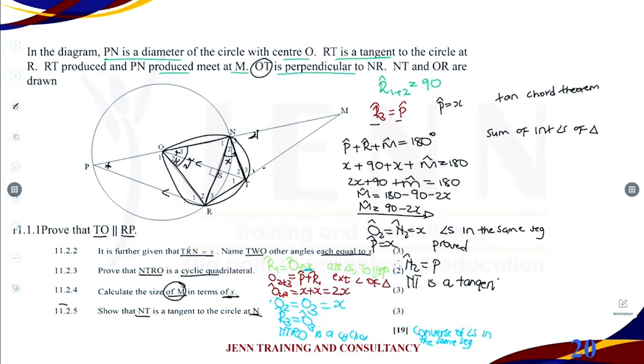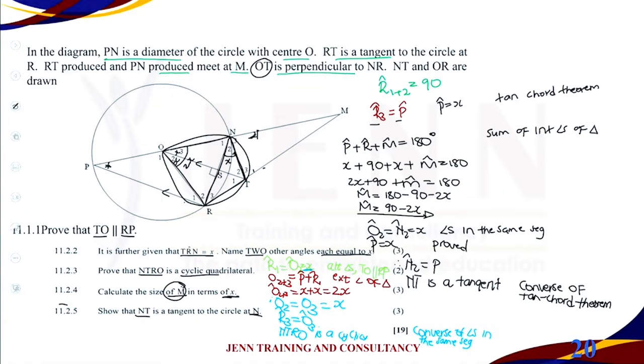You make a conclusion, and your conclusion must definitely be followed by a reason. NT is a tangent. Why? I have proved it by the converse of the tan-chord theorem. So now you have proved that the line NT is a tangent to the circle at N.